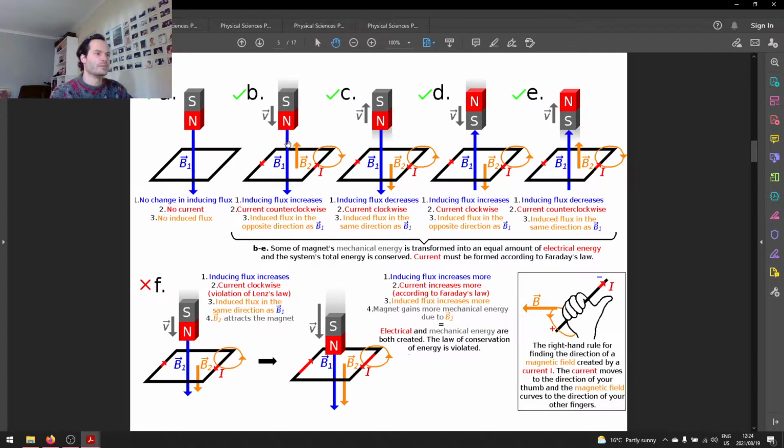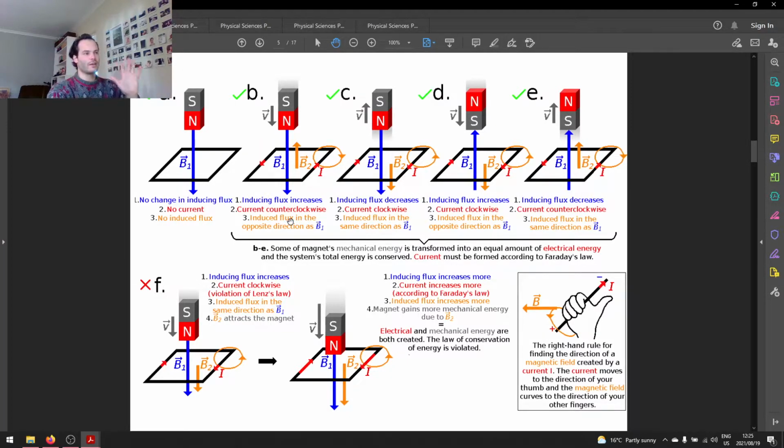Just again, the blue magnetic field is the magnetic field of the magnet. The orange magnetic field is the magnetic field induced by the current moving through my coil. So we can use my right hand rule there. We see the magnetic field of the magnet pointing downwards. Flux is increasing, so my induced magnetic field is in the opposite direction, so my thumb points upwards, and the curl of my fingers is going anti-clockwise through the coil, so current moves anti-clockwise through the coil.